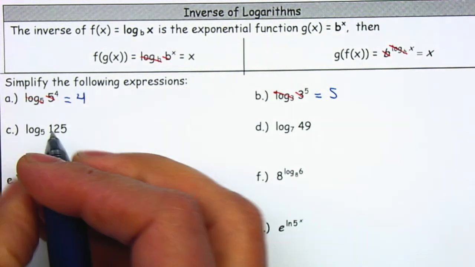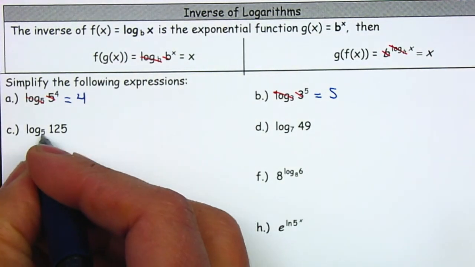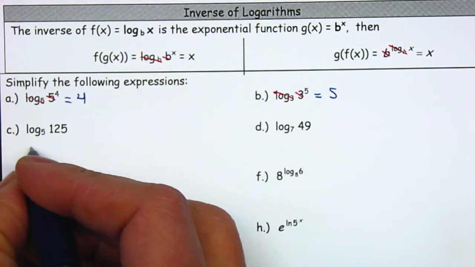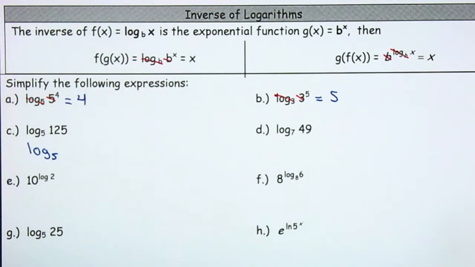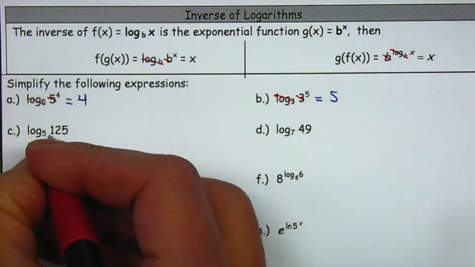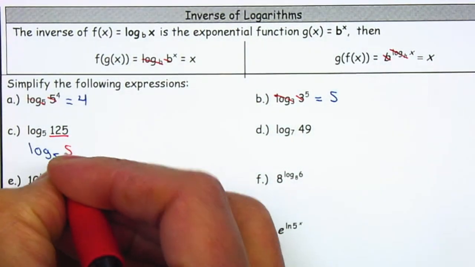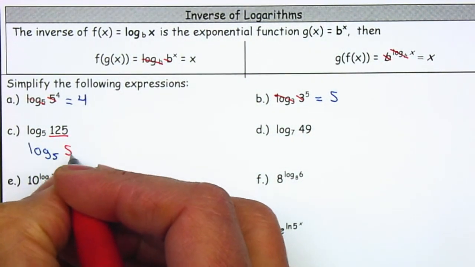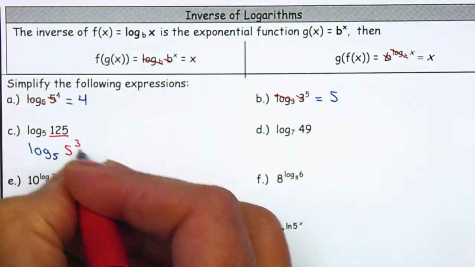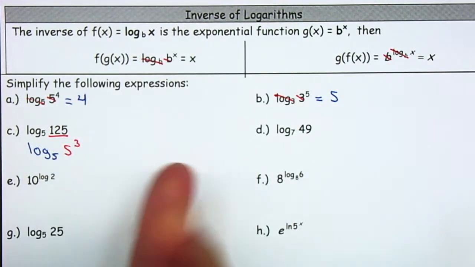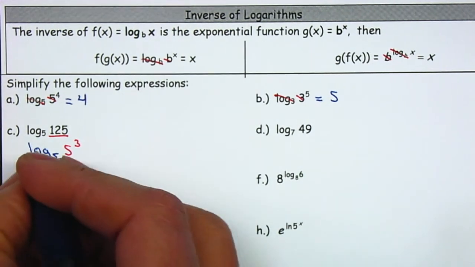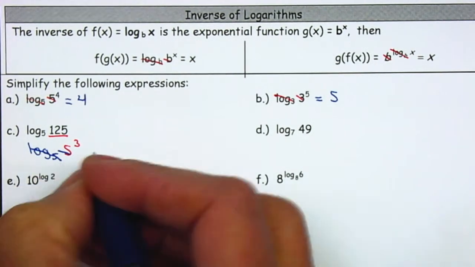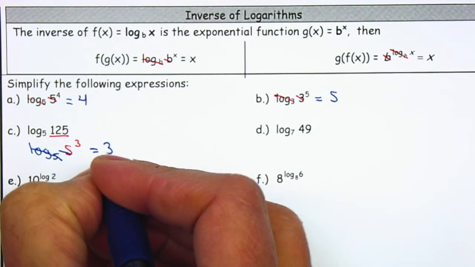For letter C, they don't have the same base. So I want to be able to rewrite this as log base 5. I want to be able to rewrite the 125 as 5 to what power? 5 to the 3rd power is equal to 125. 5 times 5 is 25, times 5 is 125. Now I can cancel this, and it's equal to 3.